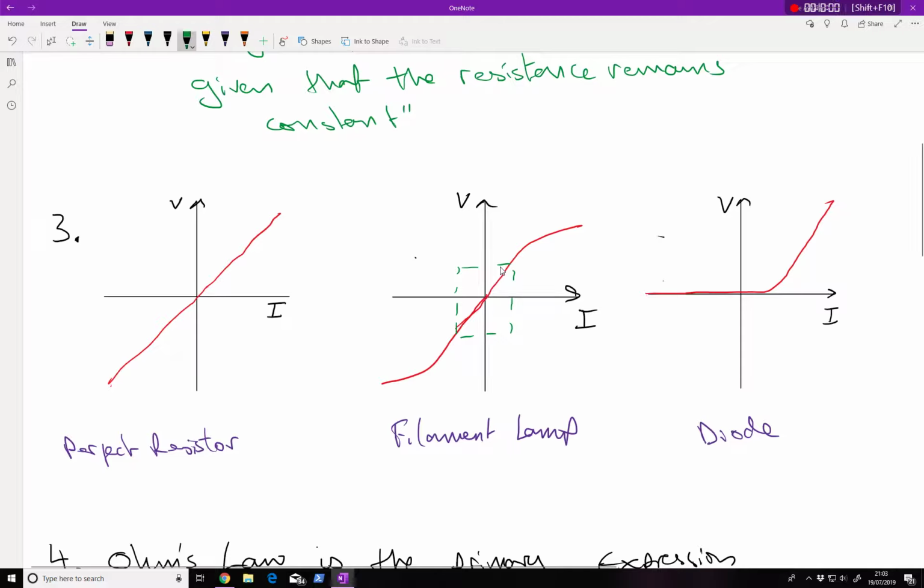And here we have a diode, and this is basically showing that diodes behave in a way where current can only travel in one direction. That's why at below a certain voltage, there's no current flowing, but after a certain voltage, a current flows.